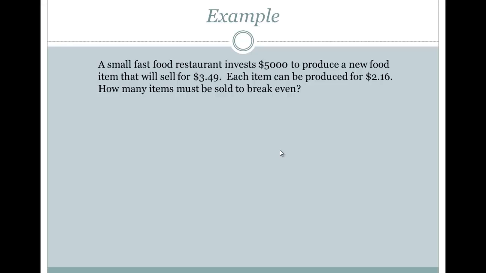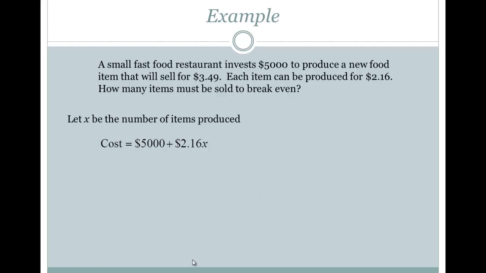The first thing we want to do is see what the cost of bringing in this new food is, and it's all going to depend upon the number of items that we produce. So let's let X be the number of items that we produce. Then the cost of producing X items is going to be the original $5,000 plus X times $2.16 per item. All right, so here's my cost function. Cost is basically that 5,000 we started with, plus for each item it's going to cost me $2.16.